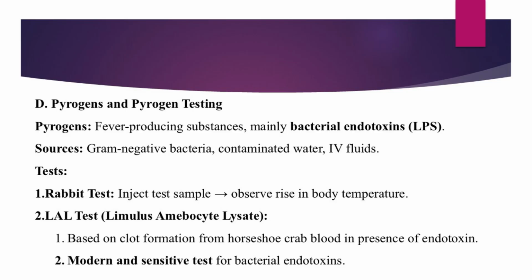Tests. Number 1. Rabbit test. Inject test sample and observe the rise in body temperature. Number 2. LAL test, or Limulus amoebocyte lysate test. This is based on clot formation from horseshoe crab blood in the presence of endotoxin, and is the modern and sensitive test for bacterial endotoxins.